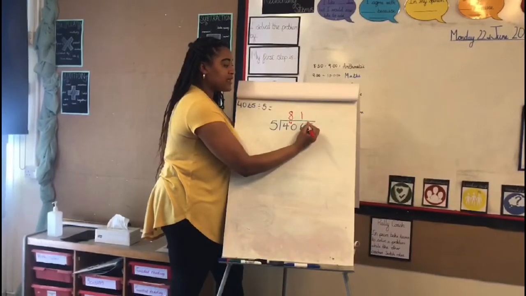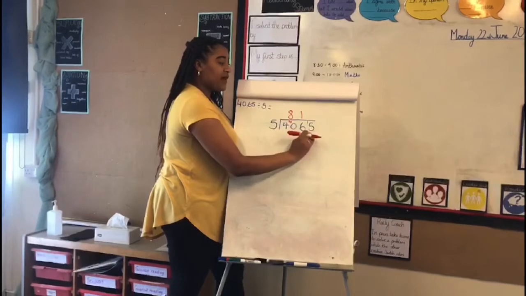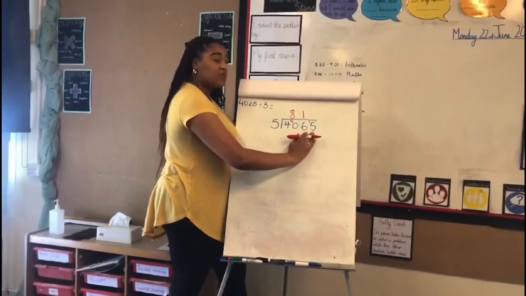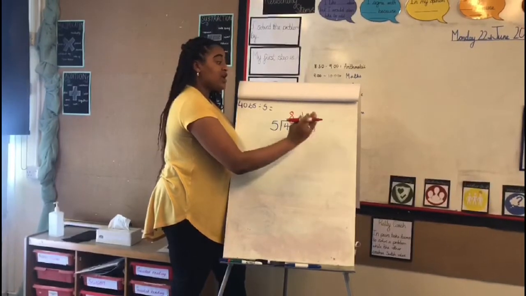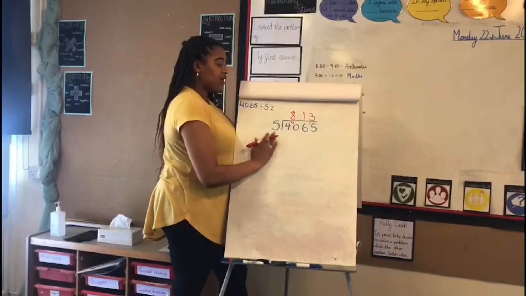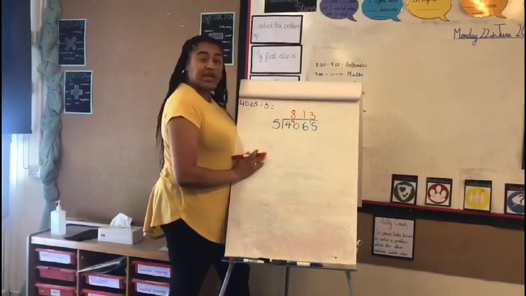So the 1's going to come down by the 5. And that's going to make the 5 now 15. And I'm going to see how many 5s go into 15. Again, recording my 5 times table knowledge, I know that 5 times 3 is 15. So 3 goes up here. And my answer is 813.